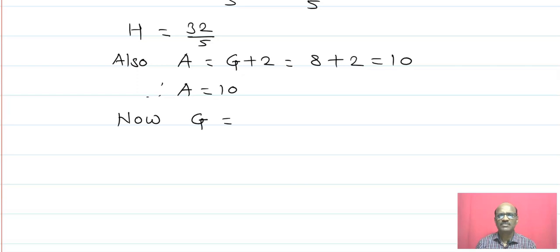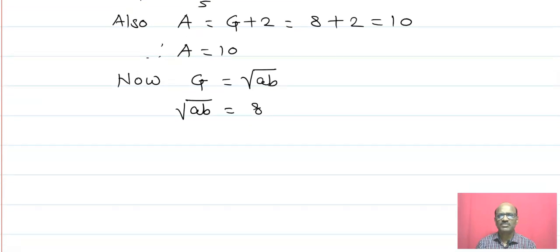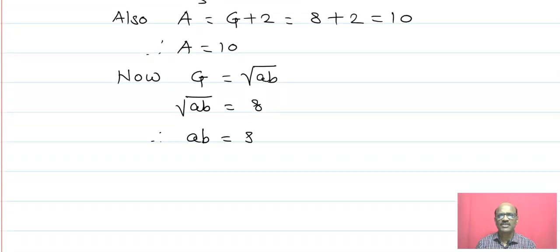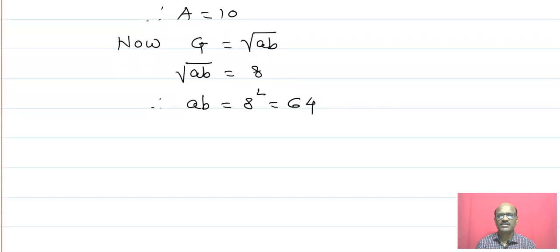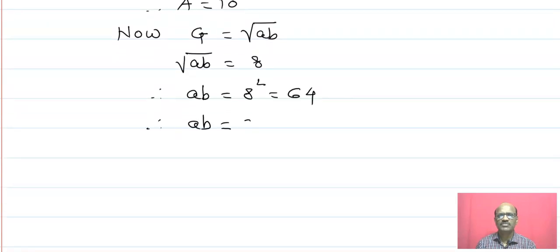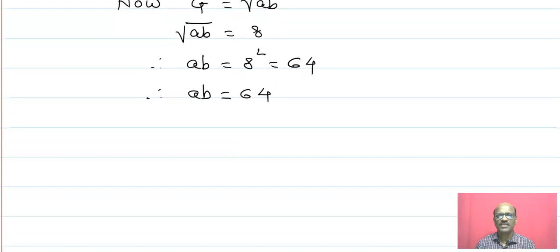Now, G is equal to the square root of AB. Therefore, the square root of AB is equal to 8. Squaring on both sides, AB is equal to 8 square, that is 64. AB is equal to 64. This is the long answer.